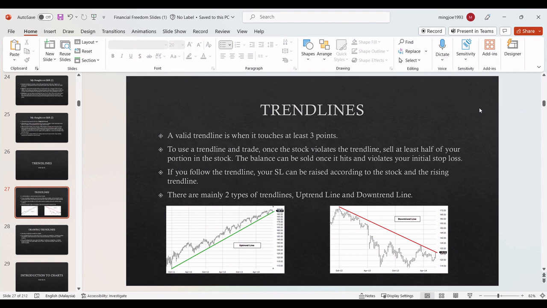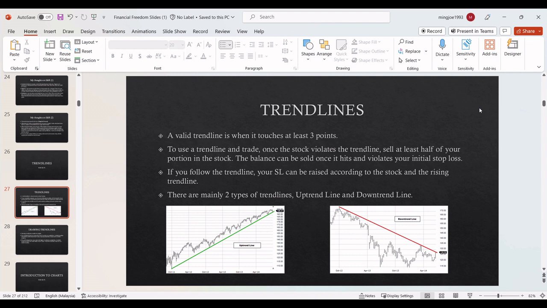Hi guys, welcome to this episode where we talk about trend lines. So it's actually quite a short one. We will just briefly touch on what trend lines are and how to use them. Then we will go over to the practical side of looking at the chart.